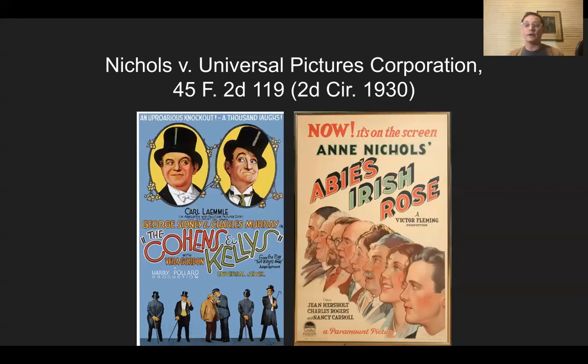They'd copied what the court referred to as scenes à faire, right? They'd copied the elements that were necessary in order to tell the kind of generic story that was at stake, but they didn't copy the elements, in effect, that made the Cohens and the Kellys distinctive, right? In other words, they created their own story that was similar to, but sufficiently different from, the Cohens and the Kellys as to make it non-infringing.